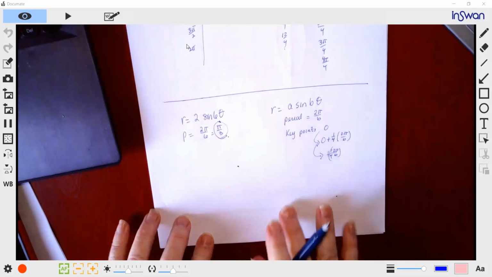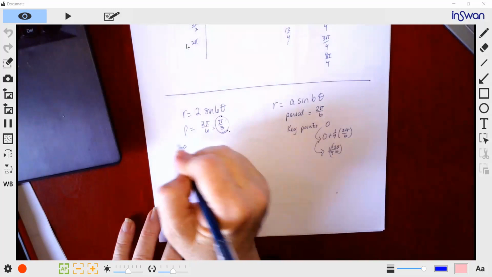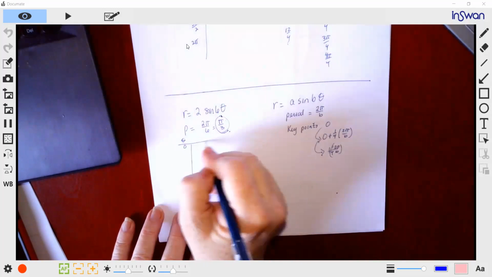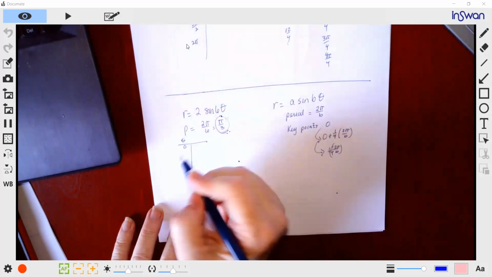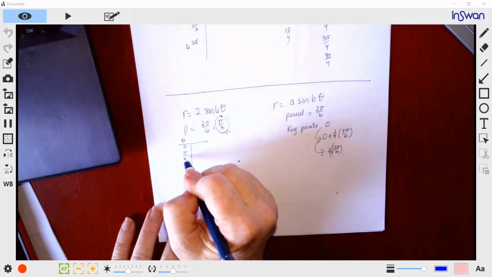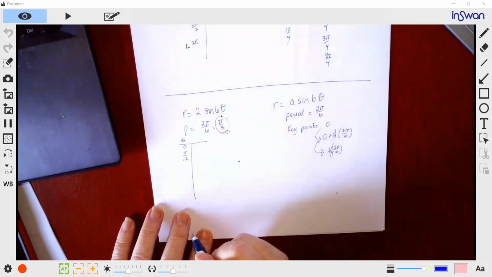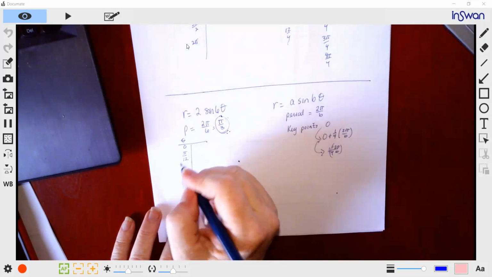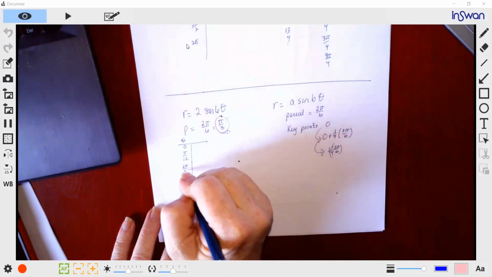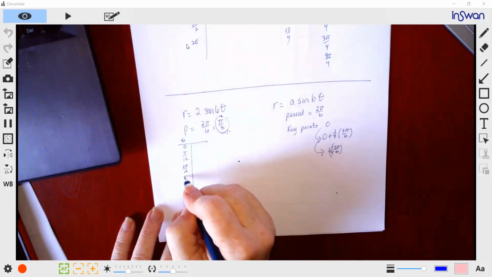But to get started on it, you would start at 0, and we're going to add 1/4 of the period. 1/4 of pi over 3 would be pi over 12. To get to the next key point, you're going to add another pi over 12, so that'll be 2 pi over 12. Then 3 pi over 12, and so on and so forth.